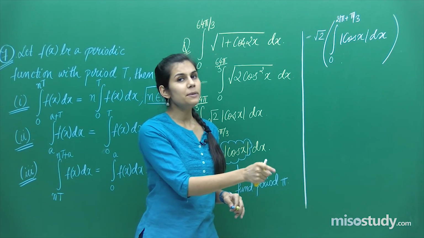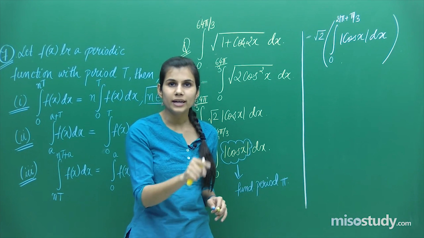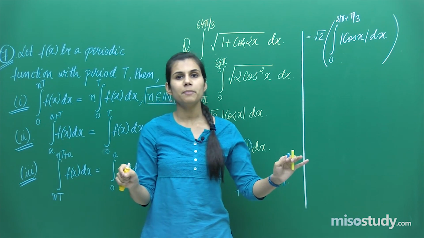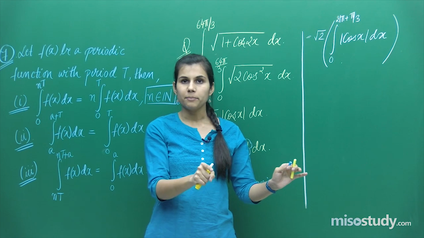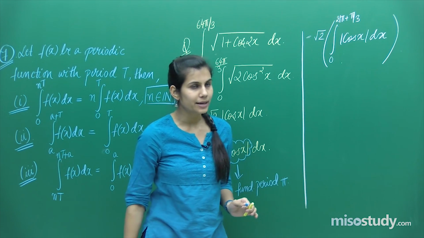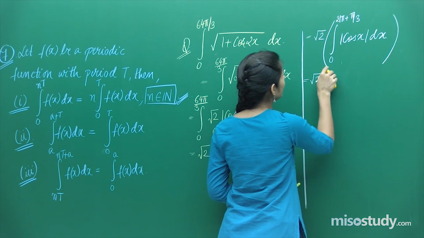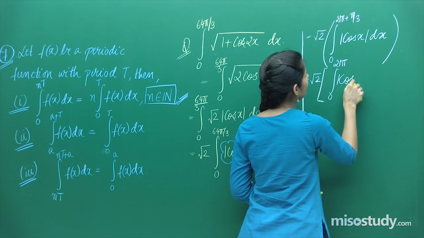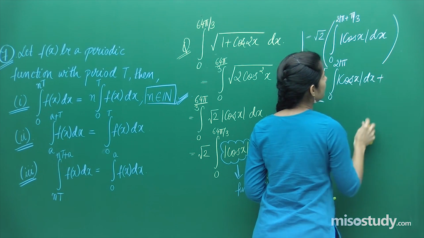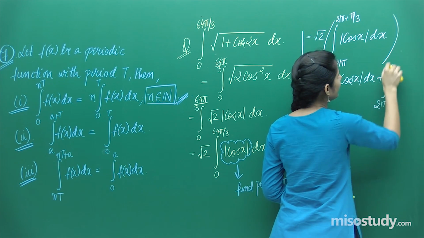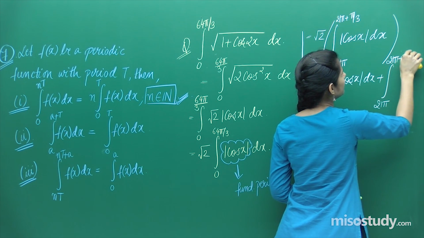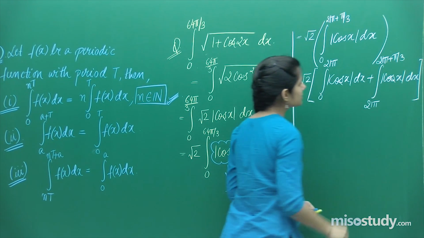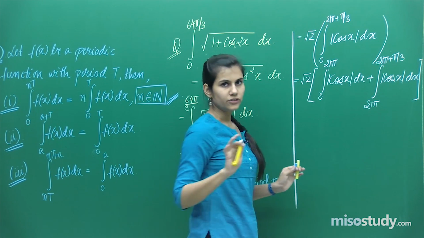0 to 21π + π/3 is going to have a 21π in between. So, this is going to break my interval of integration from 0 to 21π + π/3 as 0 to 21π and 21π to 21π + π/3. And therefore, this integral is going to become the integral from 0 to 21π of |cos x| dx plus the integral from 21π to 21π + π/3 of |cos x| dx. By property 3, I did that.